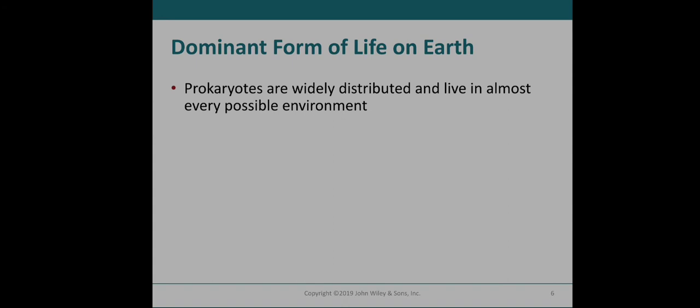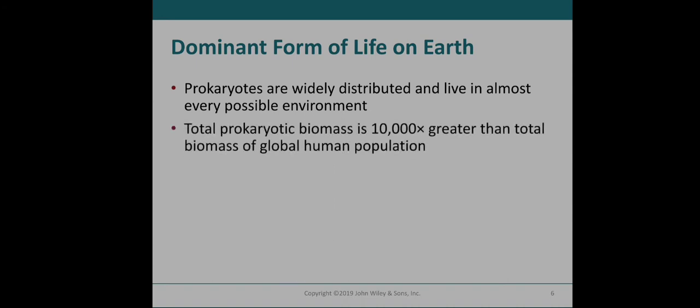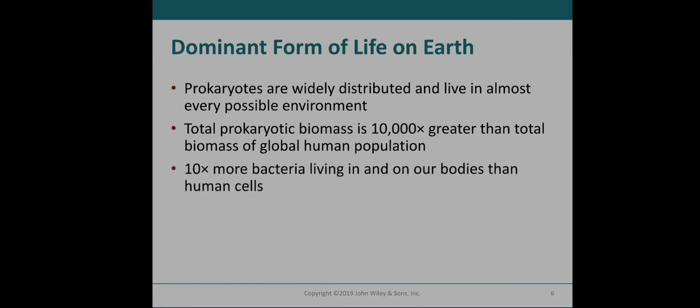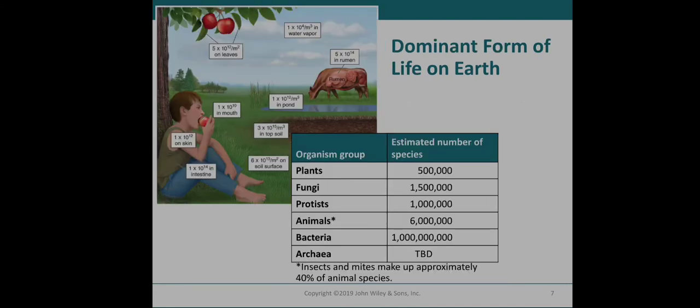Extreme hot, extreme cold, extreme acidity, extreme salinity, extreme alkalinity. So basically, whenever you have an extreme environment, that's where they are found. If you culture them away from that environment, they usually don't live, they die. Total prokaryotic biomass is 10,000 times greater than the total biomass of the global human population. We have 10 times more bacteria living in and on our bodies than there are human cells, because the bacterial cells are much smaller.